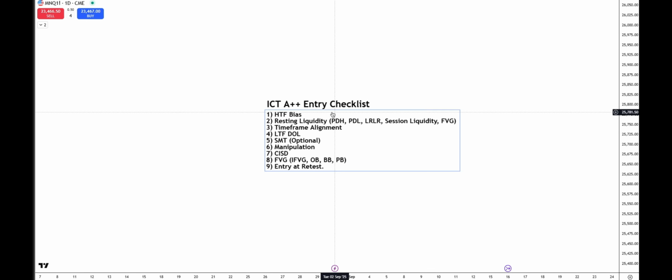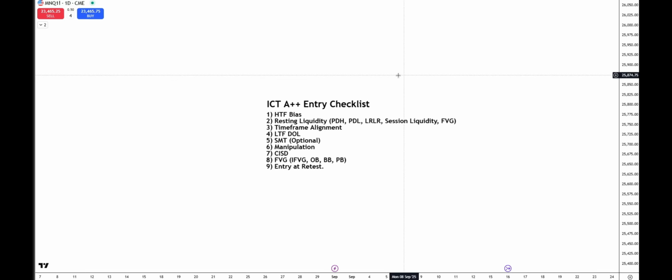This is my ICT A++ checklist. I look for this, and if the whole thing is in my favor, I give it an A++ trade. If there is something missing, I can give it an A+ instead of A++, because A++ means I need to see everything aligned perfectly. Sometimes you will not get a fair value gap, sometimes you will not get an OB, but you will get a breaker block or propulsion block whatsoever. But fair value gap is a must, CISD is a must, and manipulation I need to see.